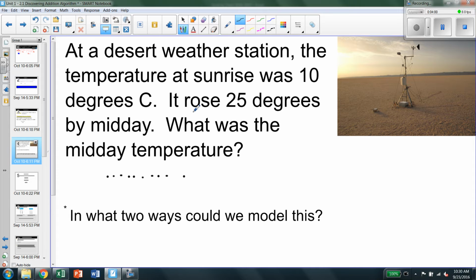And it rose, which is a version of the word rise, which means go up or increase, right? 25 degrees, so then we could haul out 25 more chips. And this all together represents the new temperature, which 10 and 25 together would make 35.